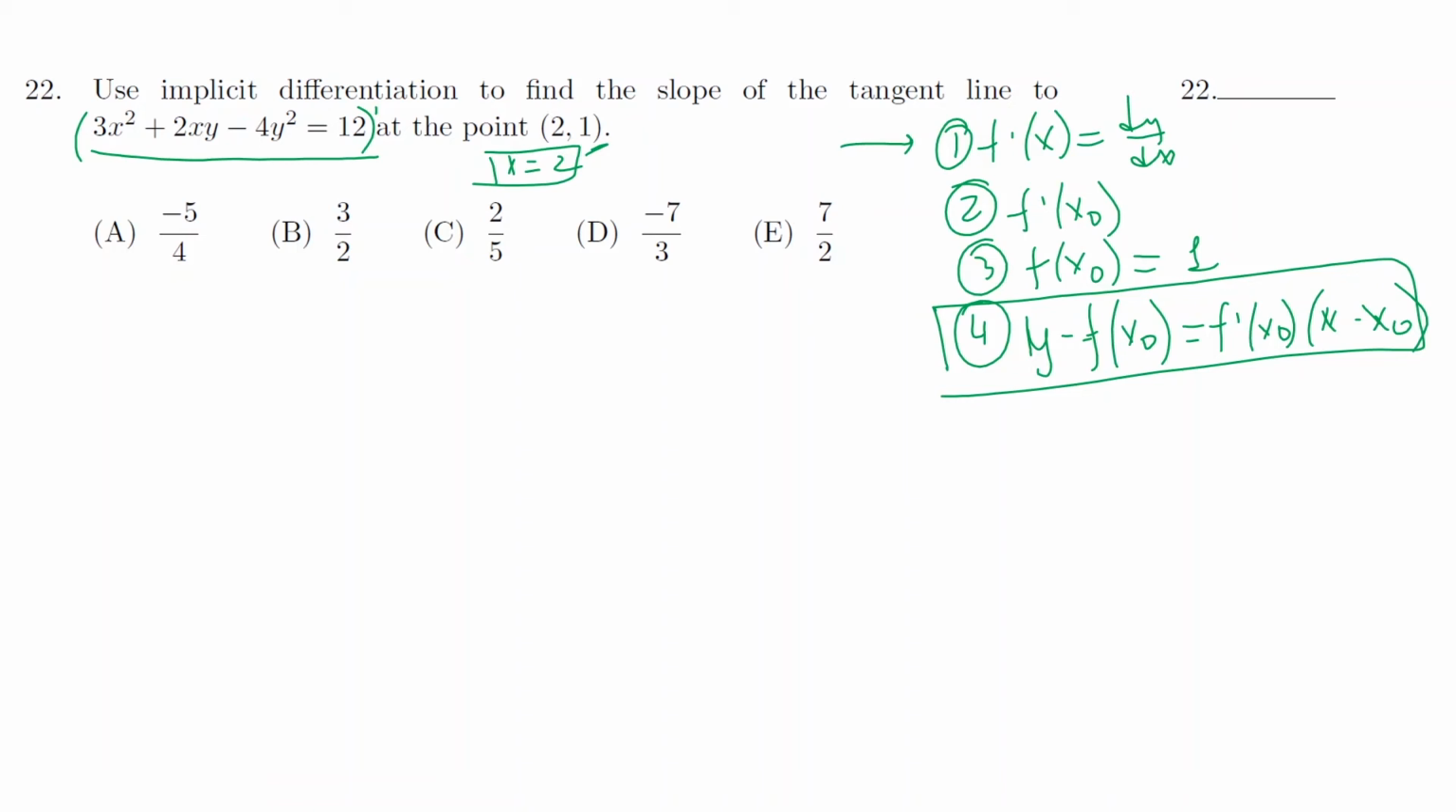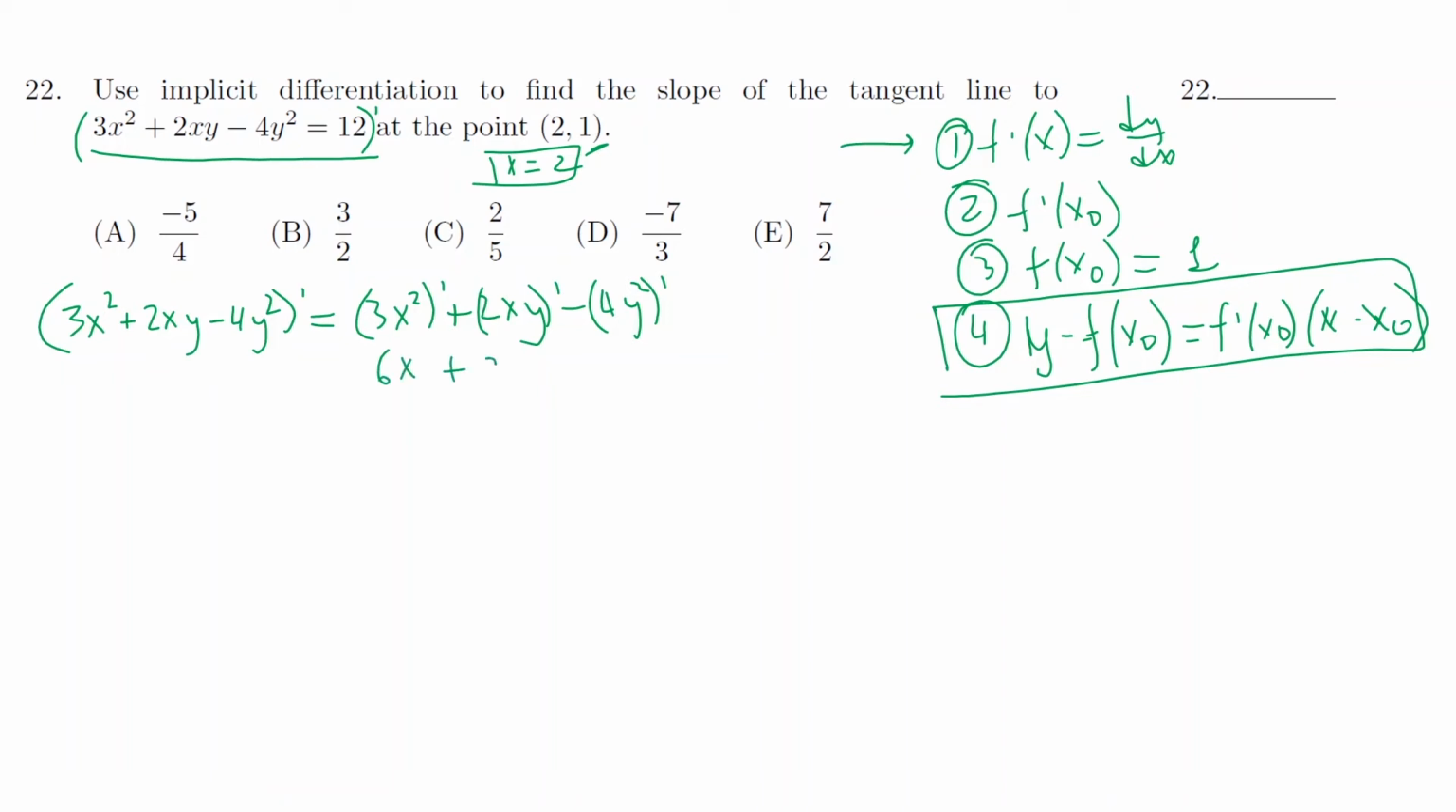So when we do the first derivative of 3x squared plus 2xy minus 4y squared, we have to be very careful. This is equal to the prime of 3x squared plus the prime of 2xy minus the prime of 4y squared. The prime of 3x squared is very simple, 6x, plus the prime of 2xy, minus, here it's minus 8y dy dx. Do not forget that.